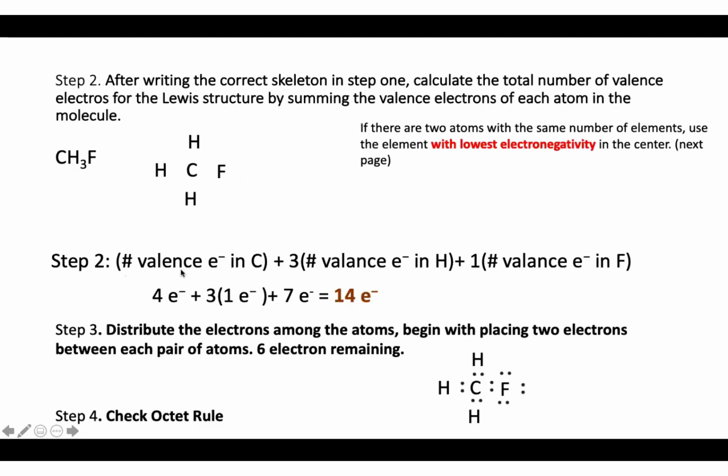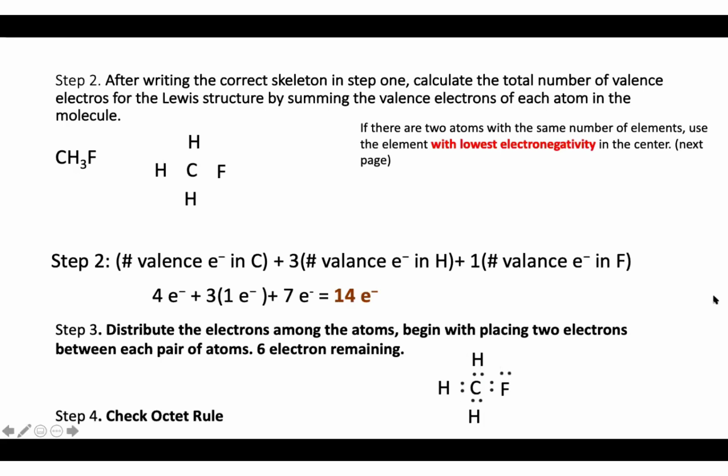Okay, let's find the next step, find the total valence electrons. We have 1 carbon, 3 hydrogens, and 1 fluorine. The total valence electrons are 14. What was the next rule? So the first step is to distribute the electrons between each two elements. I have 14 electrons, and I'm going to distribute them between each two elements.